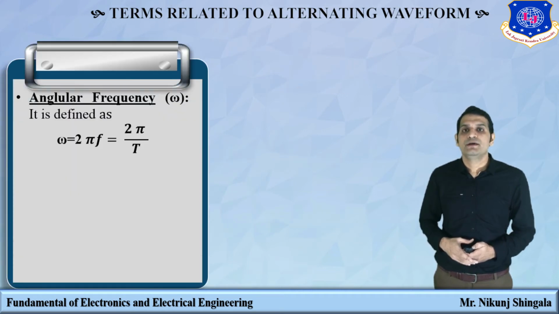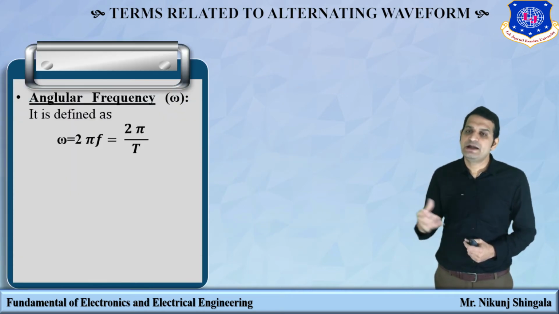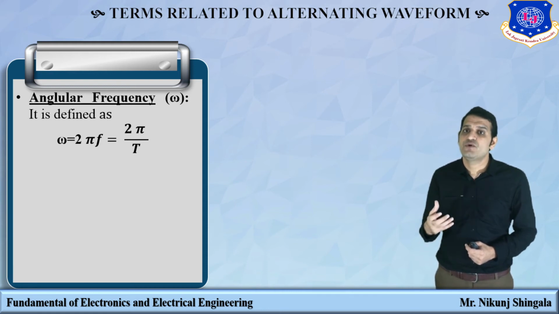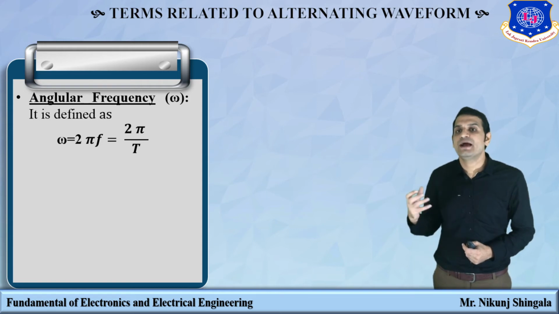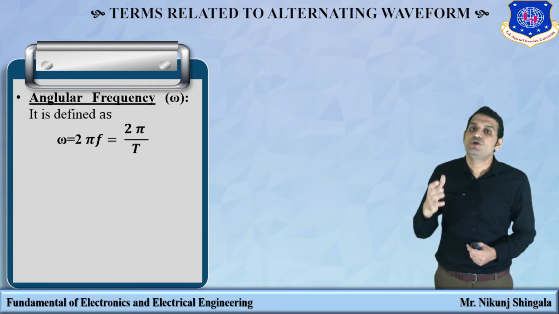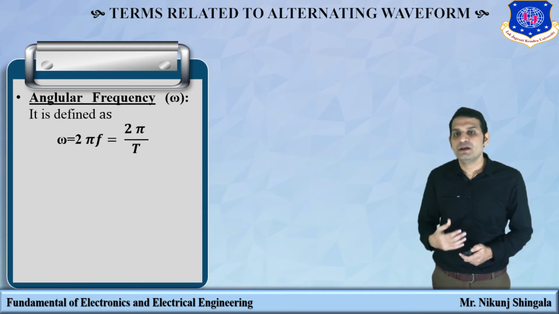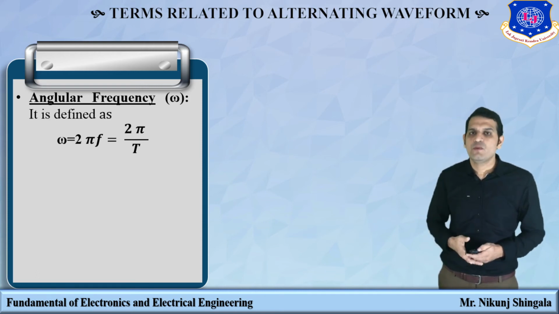The next one is the angular frequency, which we have already discussed, which is measured in radian per second. It is represented by small omega. Small omega is equal to 2 pi f, where f is equal to 1 over T. So omega can also be represented by 2 pi by T, and it is measured in radian per second.